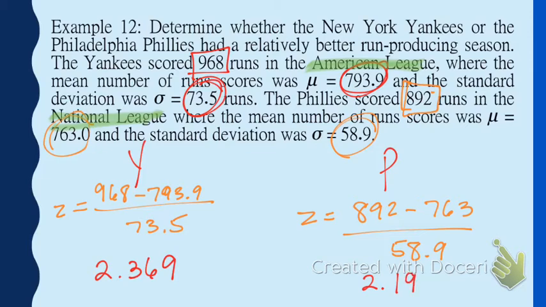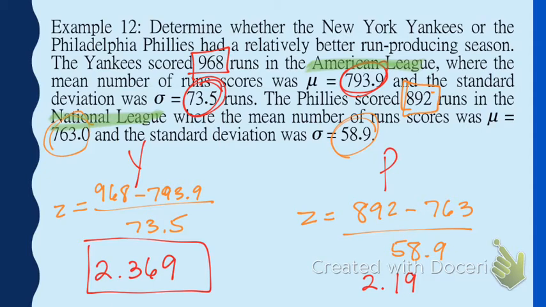So who actually did better? The Yankees. It did turn out that way, but it's not always the higher number. It just depends. And it could have been different because of the American and National League. Maybe the American League was just way better than the National League. So even though the Yankees have more runs compared to everybody else, they may not have actually had that good of a season because they were in a really difficult league.